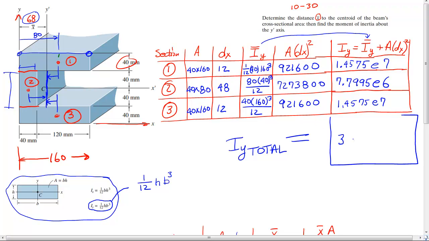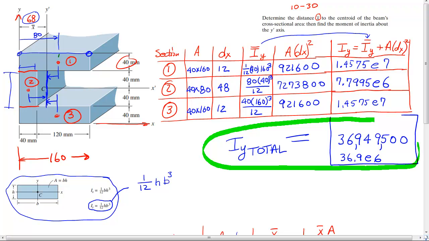3, 6, 9, 4, 9, 5, 0, 0, or 36.9 e to the sixth. Yeah, whichever one you want to use. And that's the answer. So this is the answer right here. Hang on. This is what you're shooting for the whole time.